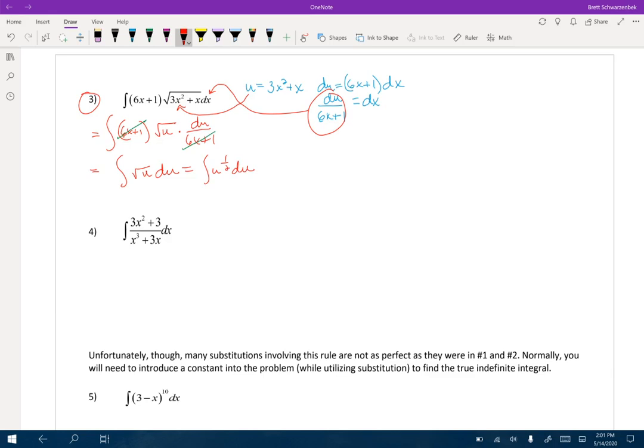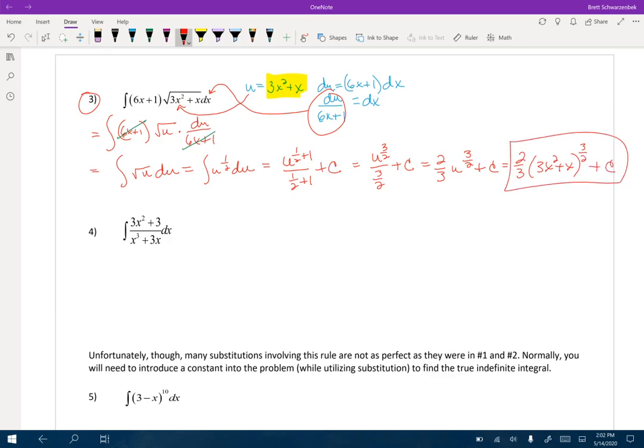And if we actually take the integration, we're going to get u to the 1/2 plus 1 over 1/2 plus 1, as we've done it many times before, plus c, which is going to give us u to the 3/2 over 3/2, plus c, which is going to be 2/3 u to the 3/2 plus c. The only thing left to do, therefore, is to make sure that we take our original u and plop it right back into where it belongs. So we're going to get 2/3 (3x squared plus x) to the 3/2 plus c as our result.